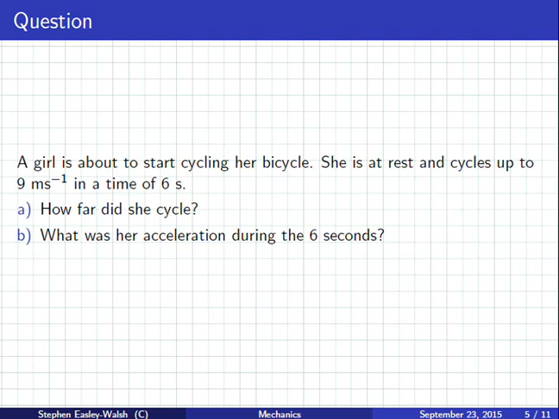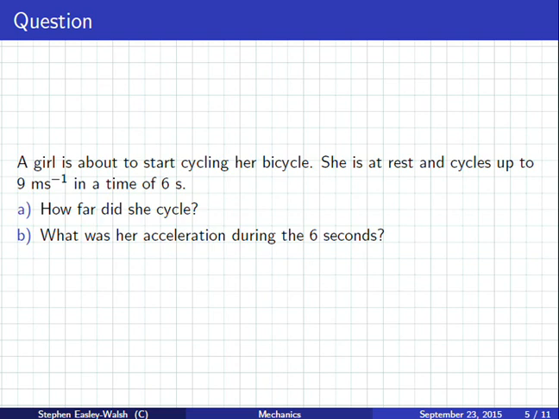So look at the formulas. Which one is the one you need to give you the S? S equals U plus V over 2 times T. In fact, maybe we could even do it in our head. So what's the U? 0. And what's the V? 9. 0 plus 9 is 9. Divided by 2? 4.5.